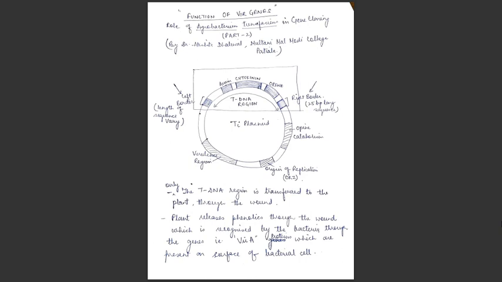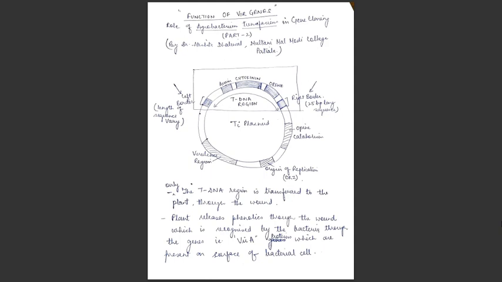Today I will discuss with you the role of Agrobacterium tumefaciens in gene transfer methods, and specifically the function of their genes. The introductory part of this topic has already been discussed in a previous video. So this is again the diagram of the Ti plasmid. Only the tDNA region is transferred to the plant through the wound.